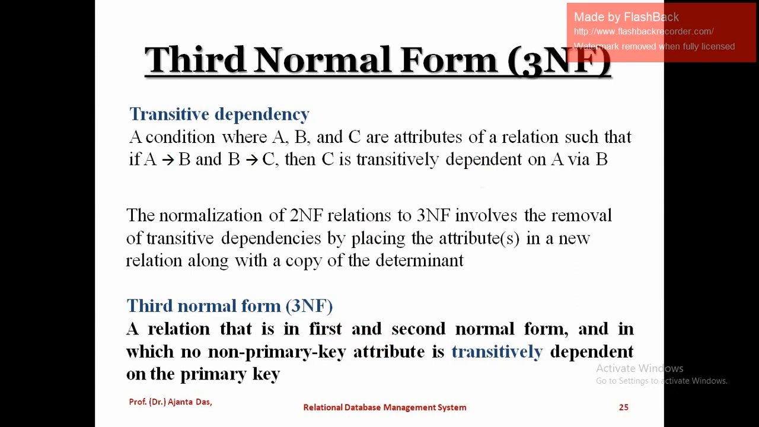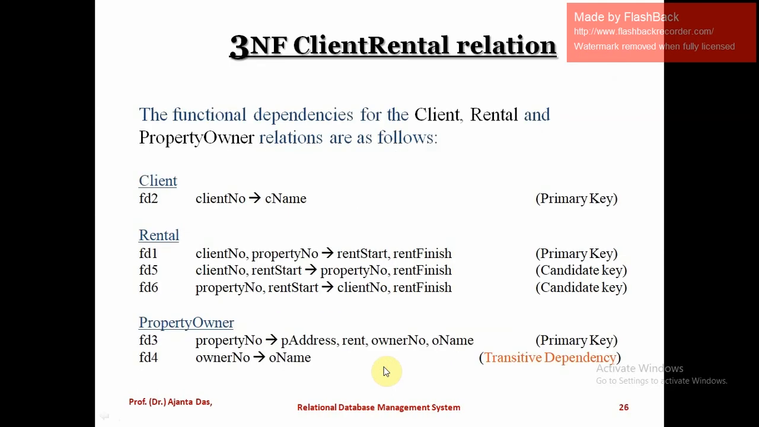And how can we define third normal form? A relation that is in first and second normal form and in which no non-primary key attribute is transitively dependent on the primary key. We have to ensure that transitive dependency does not exist in the decomposed relations. So basically we have to remove that transitive dependency.